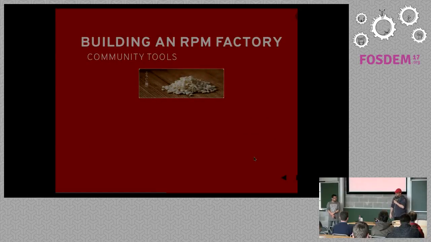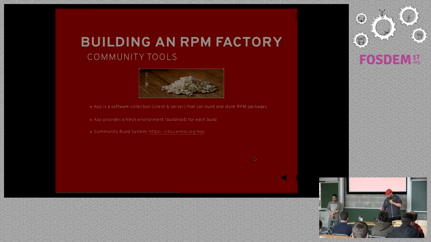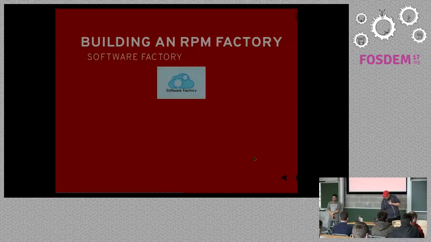Next, let's talk about community tools. The CentOS and Fedora community use a tool called Koji. Koji is basically a client and server architecture that lets you build and store RPM packages. You can use your own instance of Koji, but you can also use the community build system, which is an instance of Koji that has been set up by the CentOS community. You have to set up communication with the CentOS community first, but you can use it to build your packages and test them.